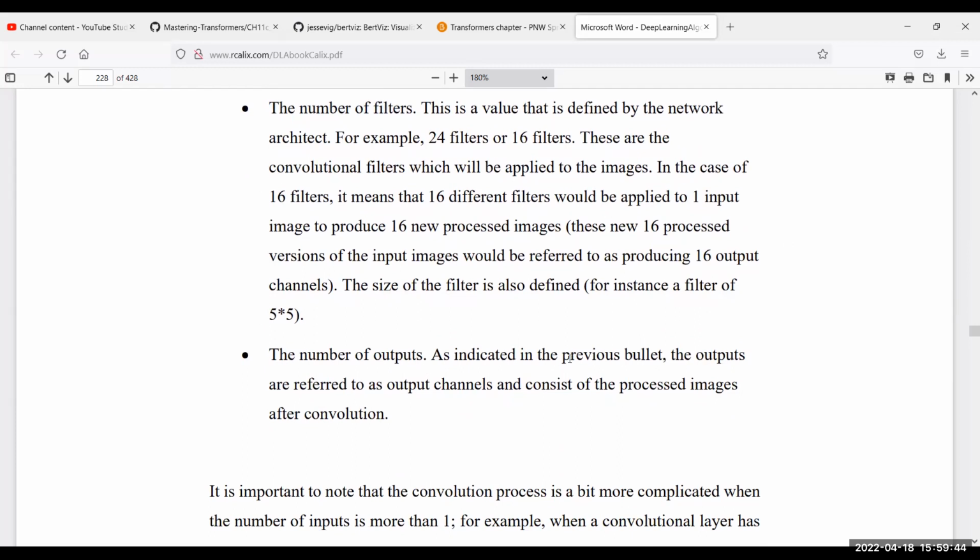Then the number of outputs is the number of channels that are going to be produced from layer to layer. You usually take those, let's say 16 outputs, and you average them or concatenate them somehow into one single input or output that becomes the input for the next set of filters.